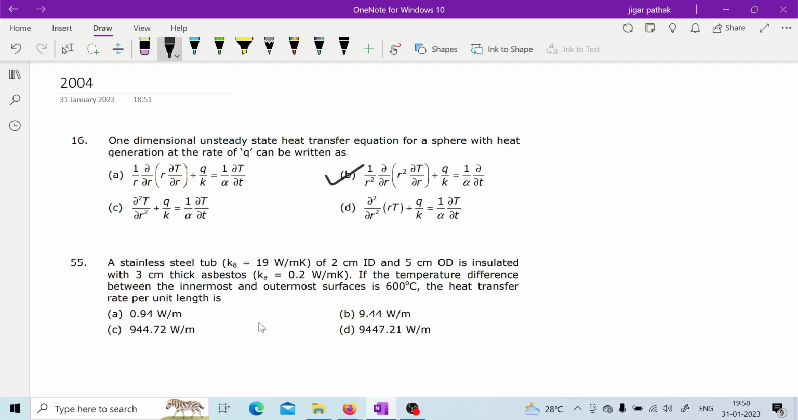Now if you go for the next one, a stainless steel tube of 2 cm ID and 5 cm OD is insulated with 3 cm thick asbestos. If the temperature difference between the innermost and outermost surface is 600 degrees centigrade, the heat transfer rate per unit length is. Can you try this one by yourself? Hello? Yes, sir. Okay, try this one and let me know.